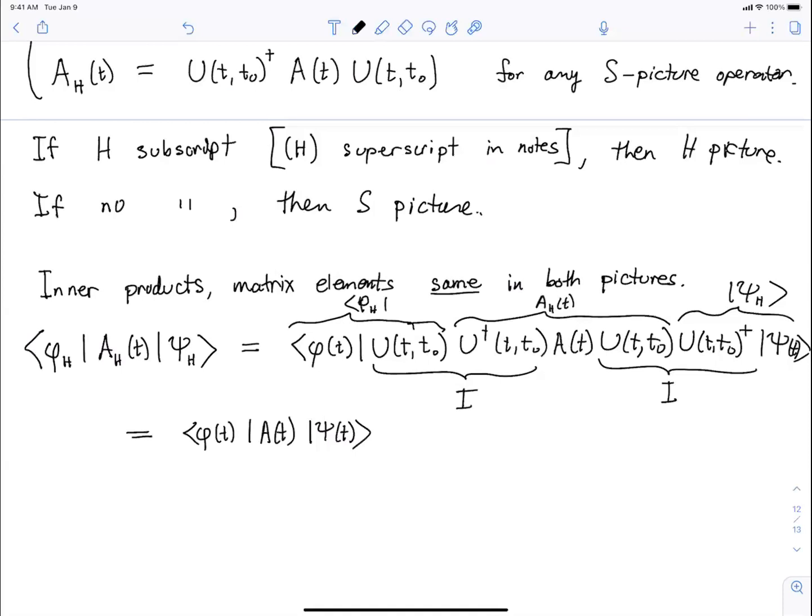All right. So we've proved that matrix elements are the same. Inner products, of course, are just special cases of matrix elements where you don't have an operator in between. So that would be just setting A to 1. Okay, and so we can conclude that the Heisenberg and Schrodinger pictures are physically equivalent.